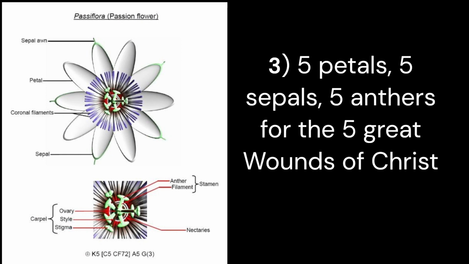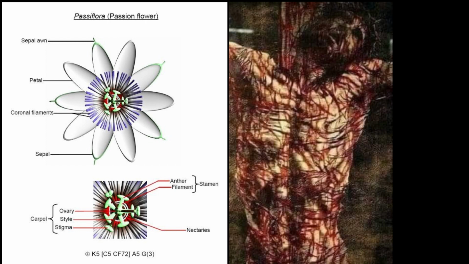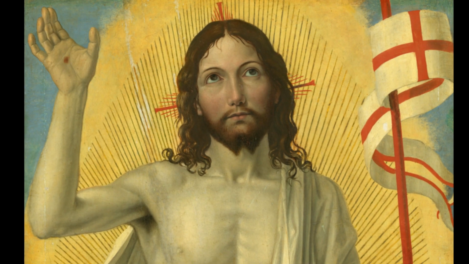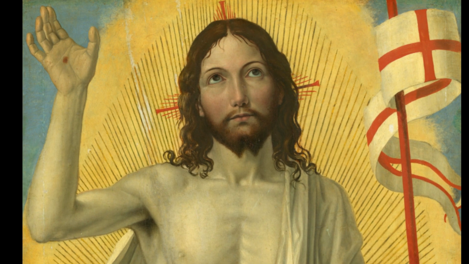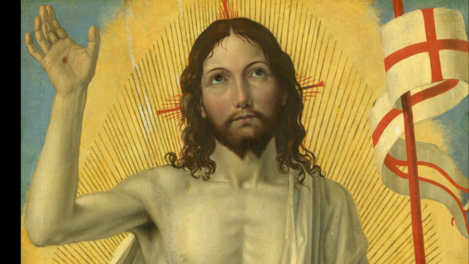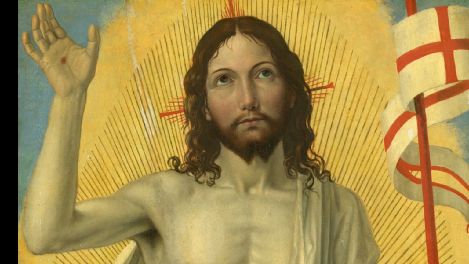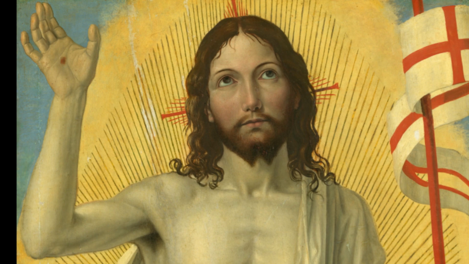The third aspect is the fact that there are 5 petals, 5 sepals, and 5 anthers, 5 each, for the 5 wounds of Christ. Of course, Christ was wounded all over his body. He had many more than 5, but he chose, after his resurrection, to have healed all of those wounds except for the 5 great wounds, the stigmata, the pierced hands, pierced side, and pierced feet.